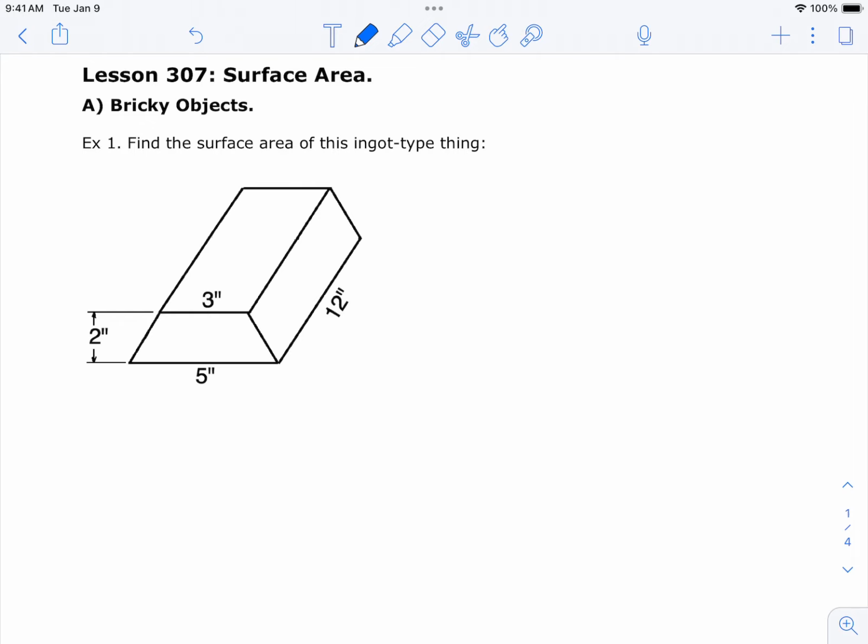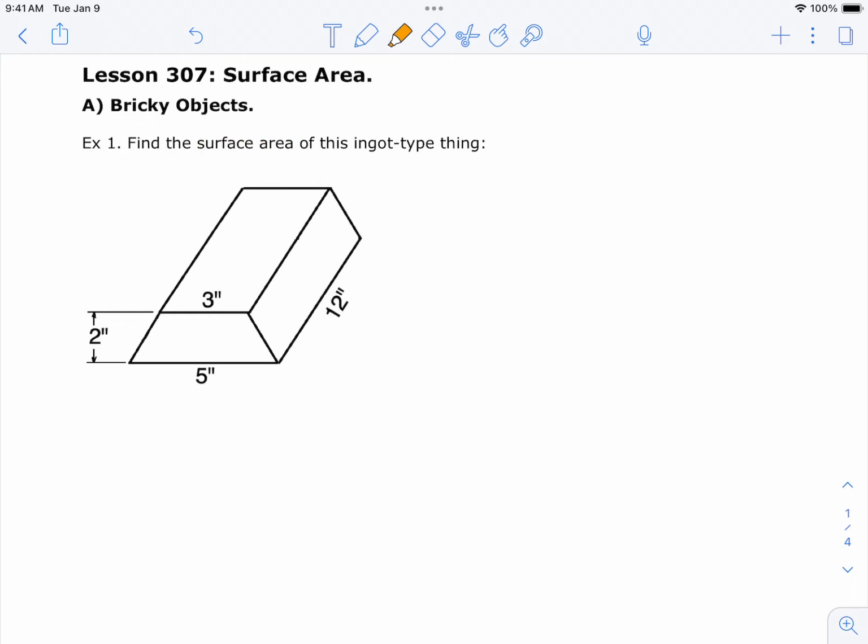Well, we've been solving for some areas of composite objects. You could say that surface area is kind of a composite object type of thing. It's just that they're not in a plane. You've got to wrap your head around this three-dimensional object and figure out what all the areas are that I have to find in order to get the total surface area.